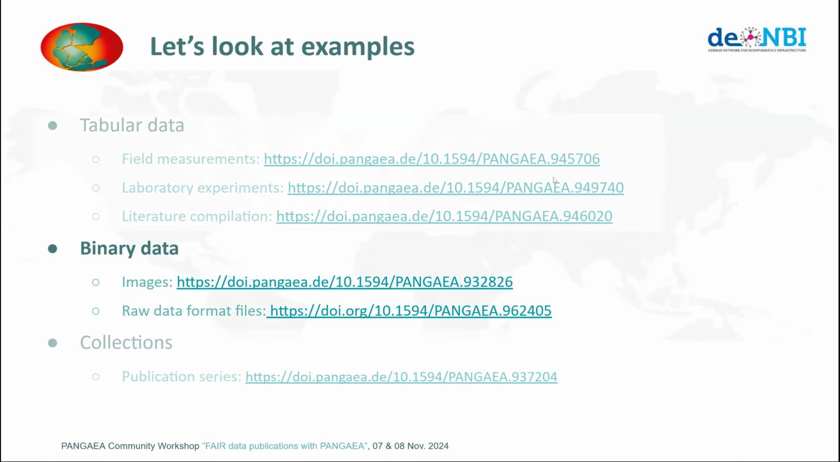Okay, so this will be about all I would like to say about tabular data. And then I would like to concentrate on what we call binary data. So typical examples of such binary data would be images or maybe raw data, which are stored in some different formats, but not in the form of these classical PANGAEA tables like I showed you before.